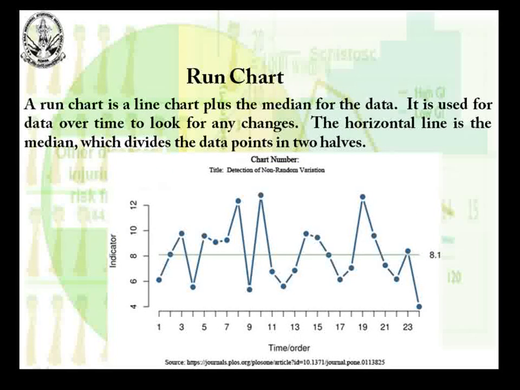Then it's the run chart. A run chart is a line chart plus the median for the data. It is used for data over time to look for any changes. The horizontal line is the median, which divides the data points into two halves. In this, you can see the horizontal line drawn in orange color. So this is for detection of non-random variation. That shows the median at 8.1.